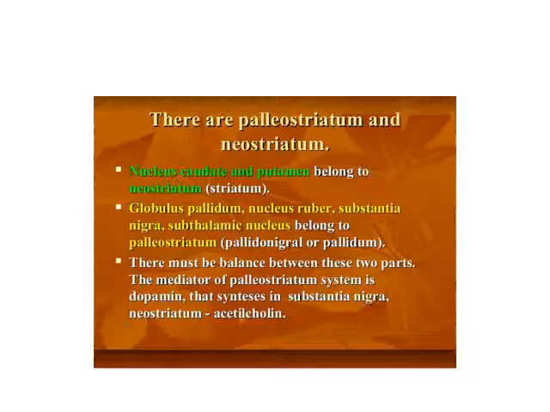Affection of these two parts of the extrapyramidal system gives a different picture, and there must be a balance between them. The neurotransmitter or the mediator of the paliostriatum is the dopamine that is synthesized in the substantia nigra, and the mediator of the neostriatum is acetylcholine.